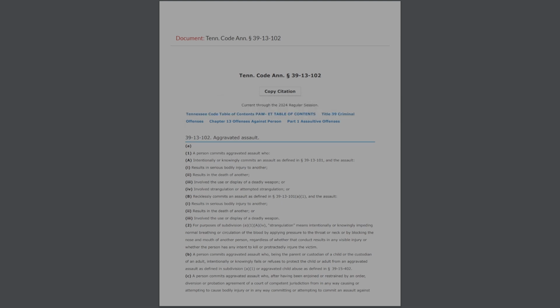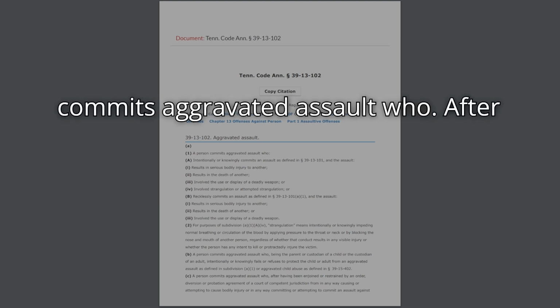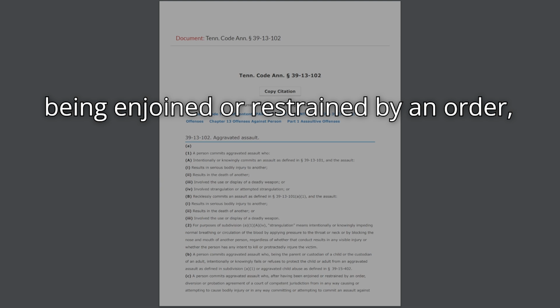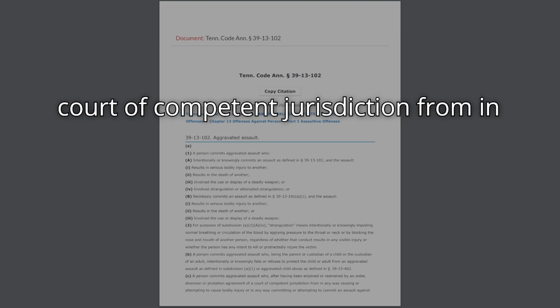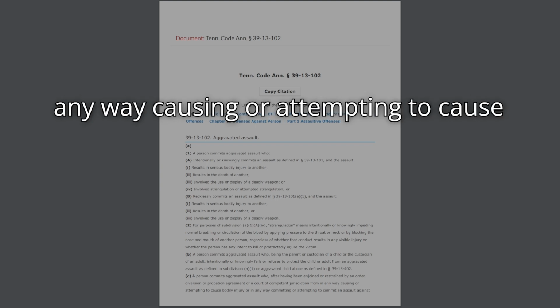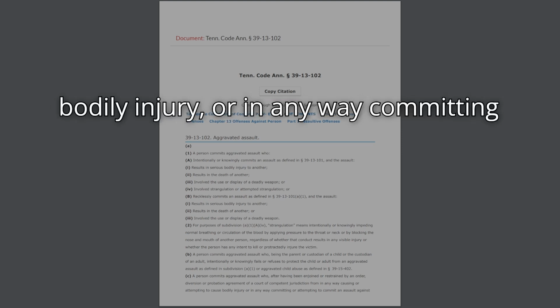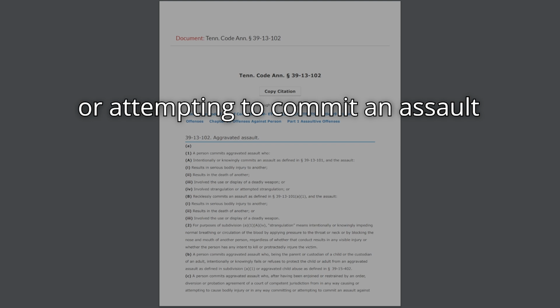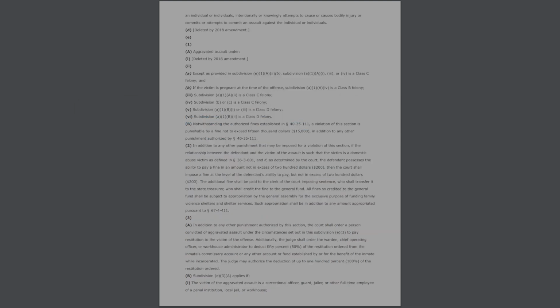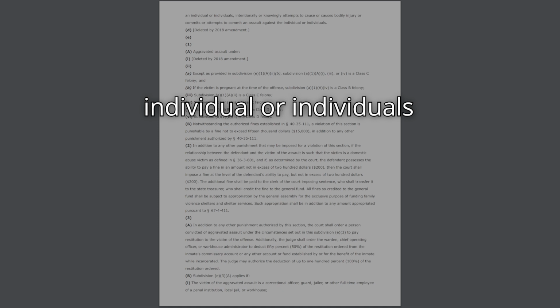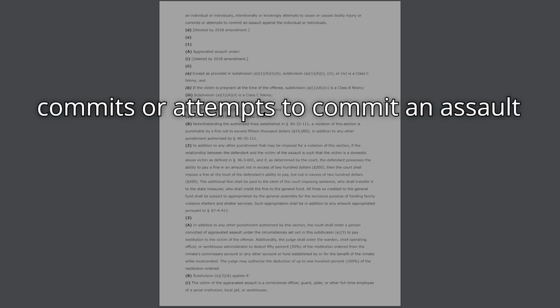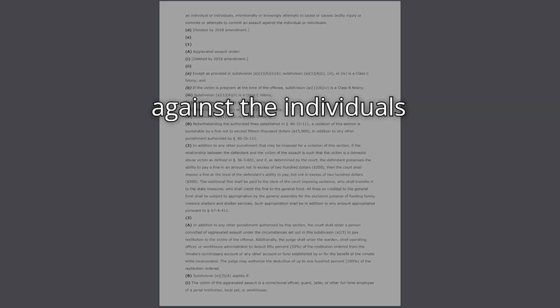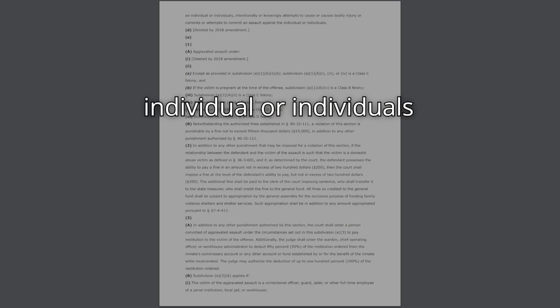39-15-402. Section C. A person commits aggravated assault who, after being enjoined or restrained by an order, diversion, or probation agreement of a court of competent jurisdiction from in any way causing or attempting to cause bodily injury, or in any way committing or attempting to commit an assault against an individual or individuals, intentionally or knowingly attempts to cause or causes bodily injury, or commits or attempts to commit an assault against the individual or individuals.